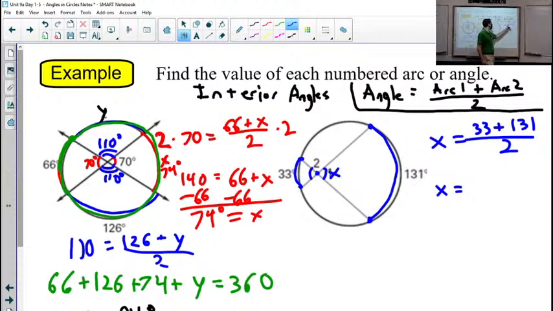And that's nice and easy. I can just add these divided by 2. 33 and 131 should be 164. Divided by 2 is going to be 82 degrees.